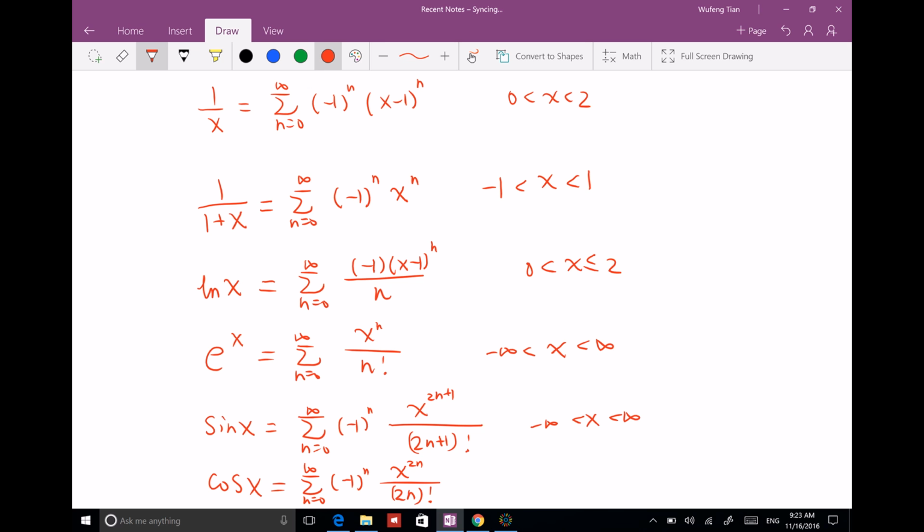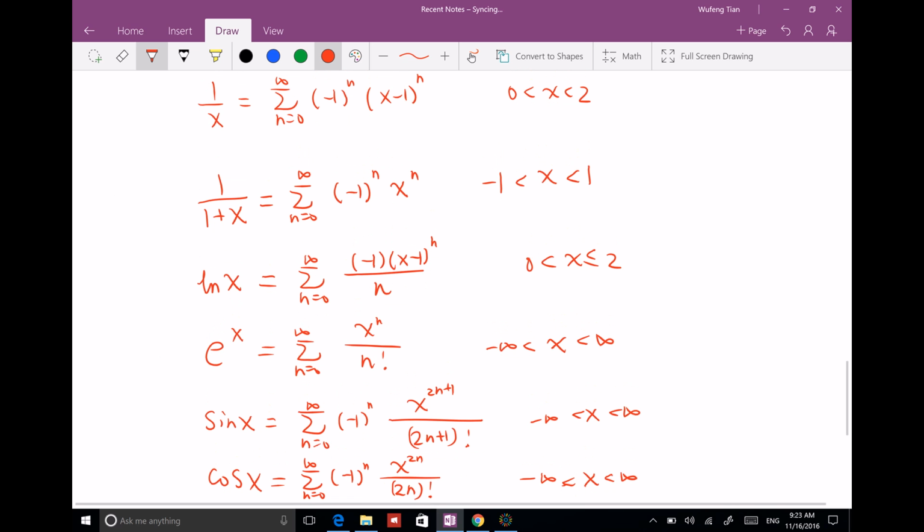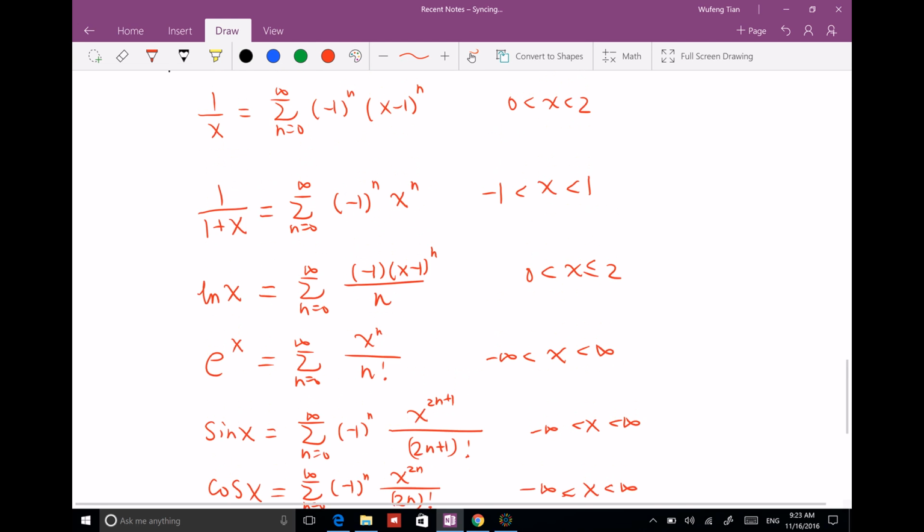We did the sine x in one of the previous examples. Cosine x is pretty similar. It's just that the even terms exist and the odd terms are zeros, for x between negative infinity and infinity. So these are the common series, the power series of common elementary functions.